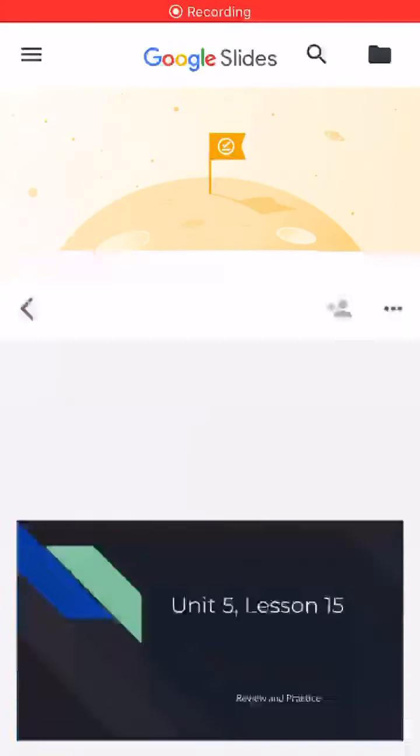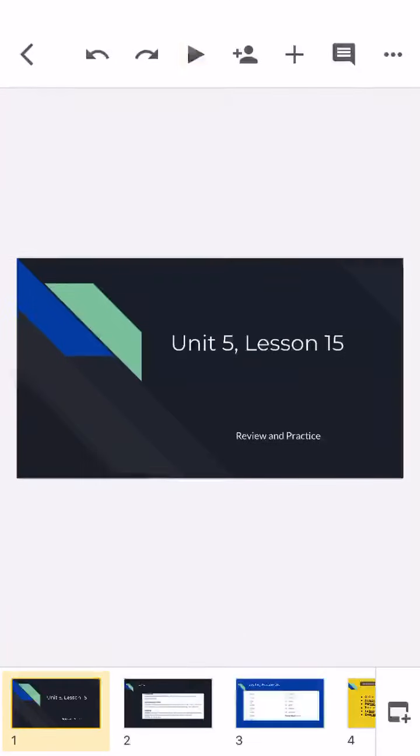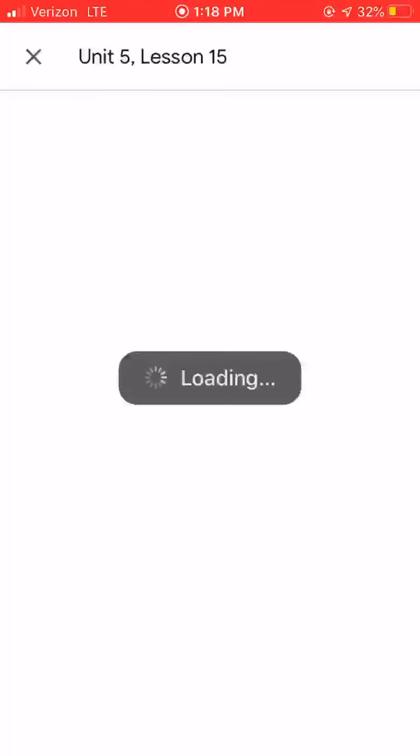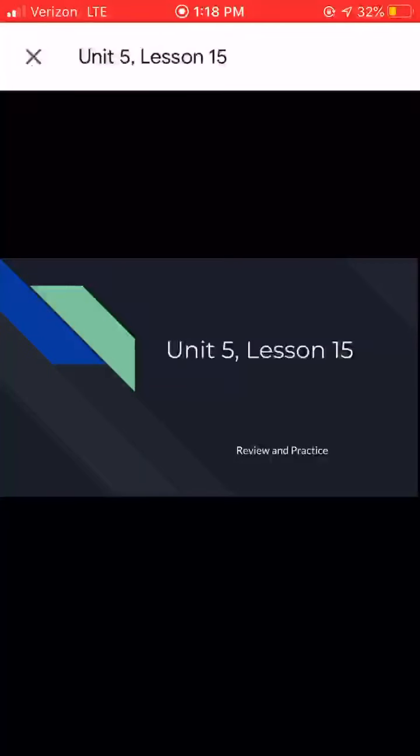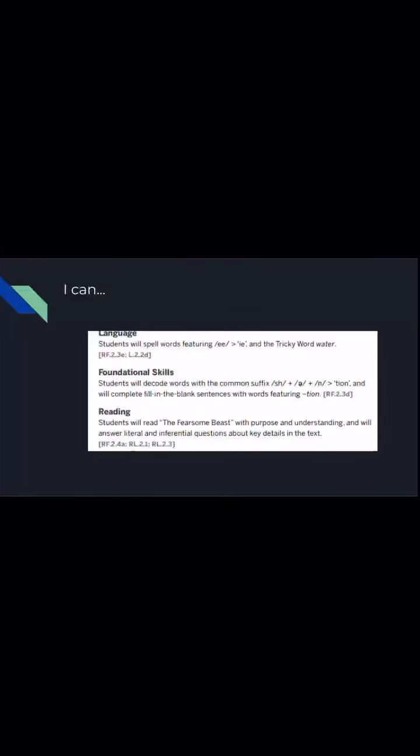Hello, boys and girls. Today for Unit 5, we will be doing Lesson 15. By the end of this lesson, you will be spelling all of your spelling words correctly, right? Those words feature that long E sound spelled with I-E. And you have that tricky word, water. I know you all do great and you will spell all those words correctly, right?